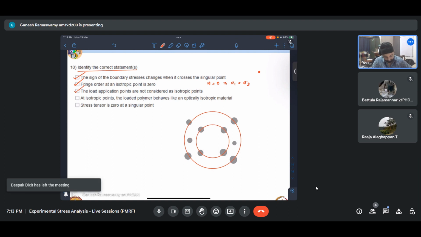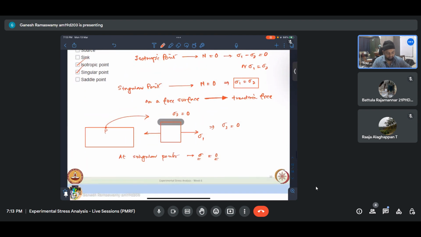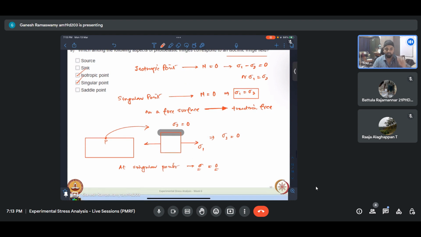So at an isotropic point, the loaded polymer behaves like an optically isotropic material. Yes, there is no preferred direction of stress induced birefringence because n is 0. So this also holds true. And fringe order there is 0, which we saw. So the stress tensor at a singular point is 0, which we just saw. That a singular point is an isotropic point which sits on a free surface.